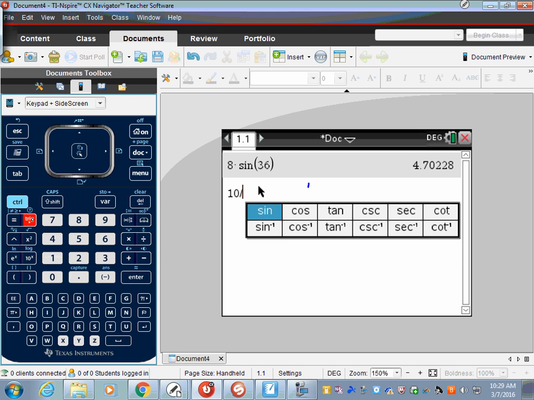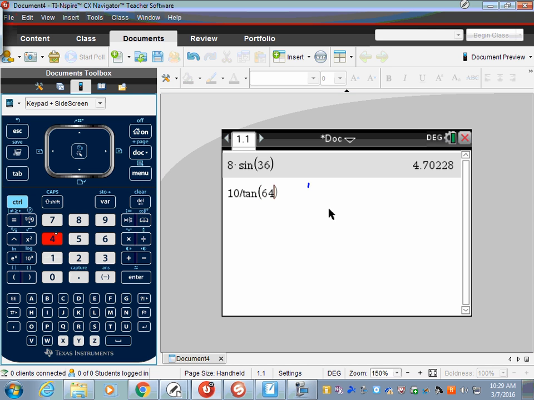And then go to our tangent, 64, enter 4.9. Yep, rounding to the nearest tenth. If you have a different calculator and you bring it to class and you want me to show, I can probably show you how to get your trig function.